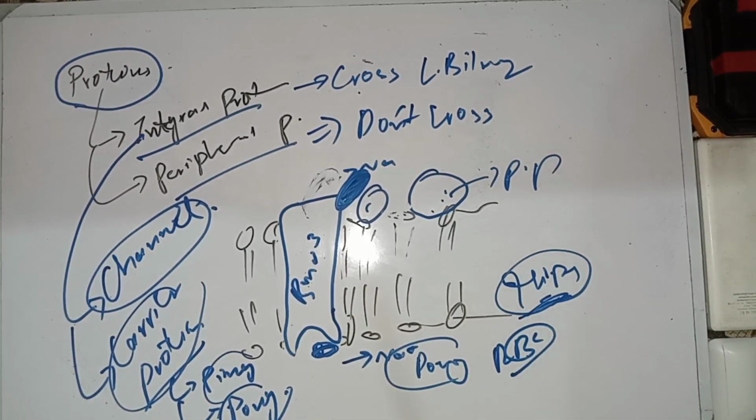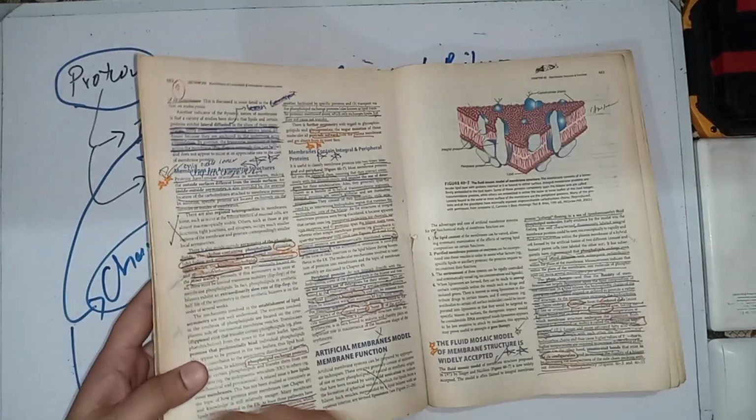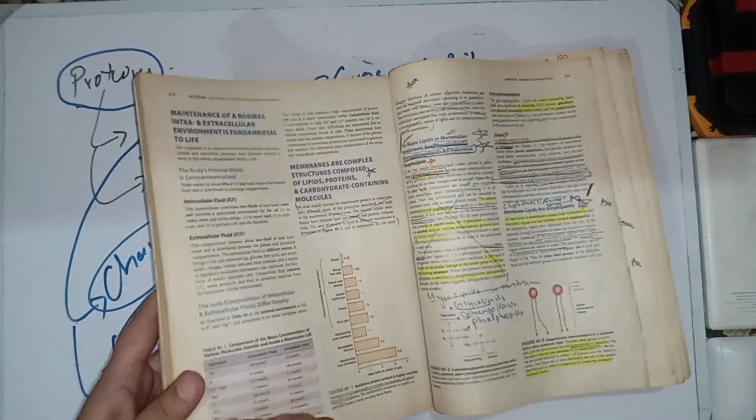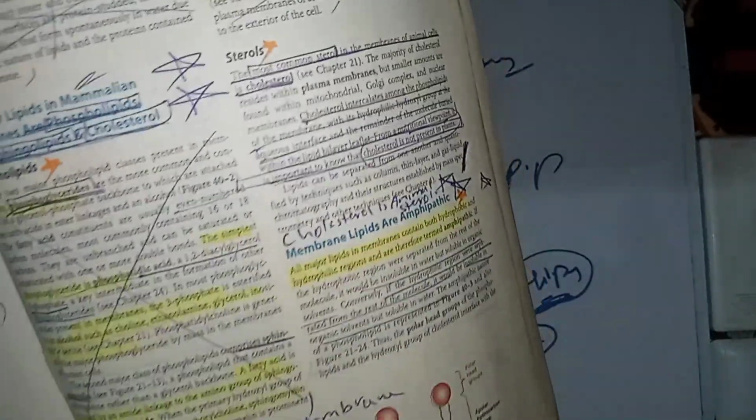So what is the source content of this lecture? This lecture is from Harper's chemistry. My book is too much here, you can say colorful. This is from Harper chapter 40, which is membrane structure and function, and it is for first year MBBS. So you should know the membrane lipids are amphiphilic compounds.